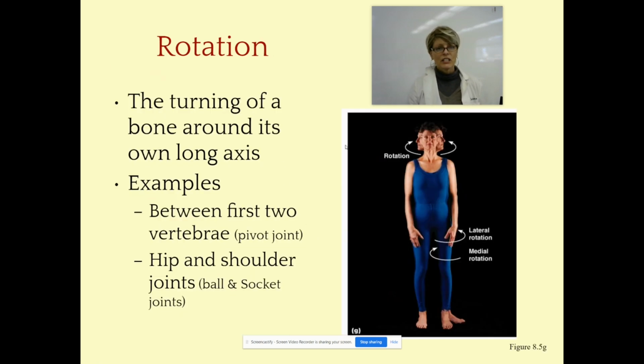Rotation happens in just a few places, where your atlas and axis articulate in your neck. Your atlas can rotate around your axis. You can also rotate your hips laterally and medially and your shoulders as well.